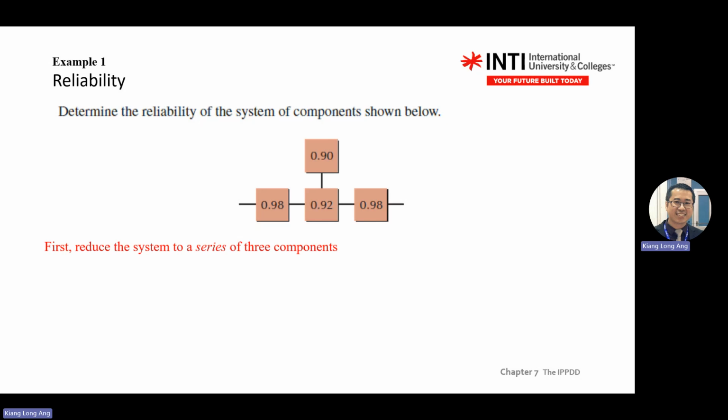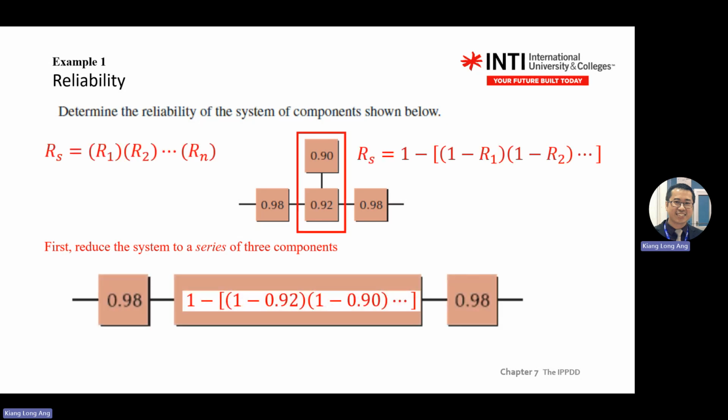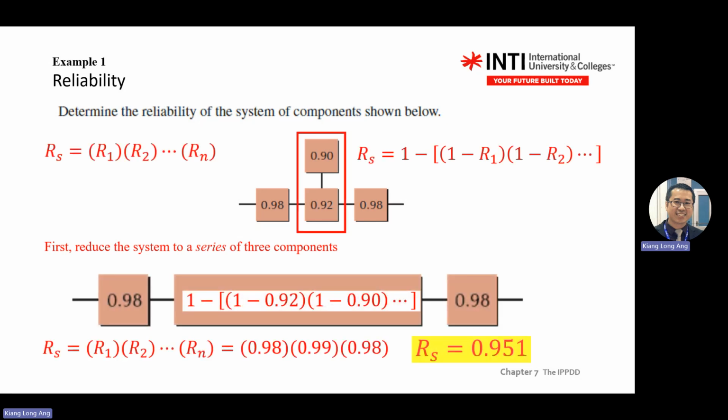So this one goes very fast. So the answer is 0.51. Not sure, you need to check. Maybe I'm wrong, or maybe you're right. This one is 2 decimal places. But the idea is there, right? You take the parallel system first, then you do the rest.